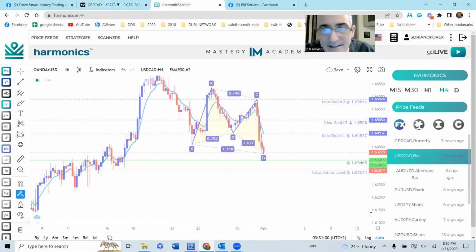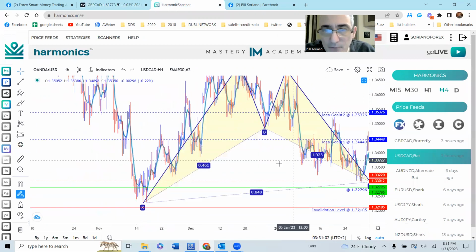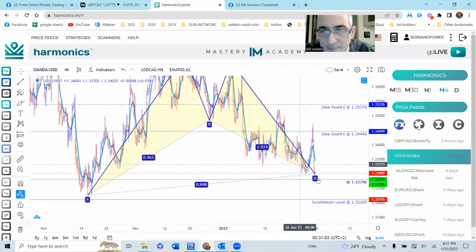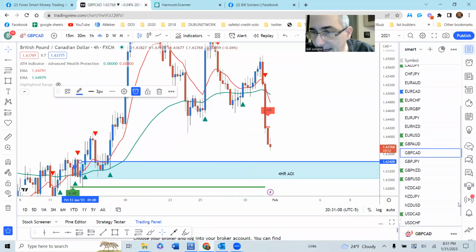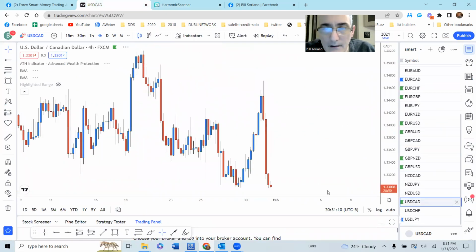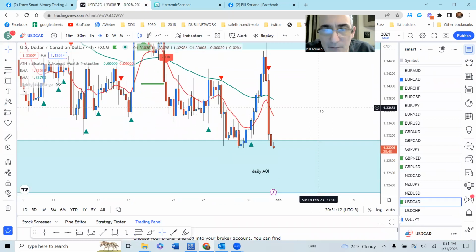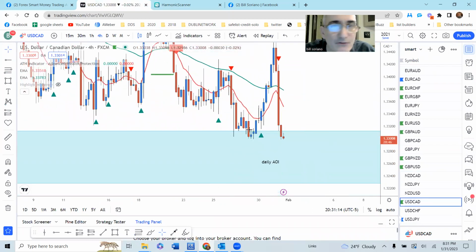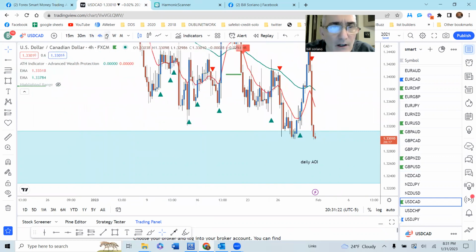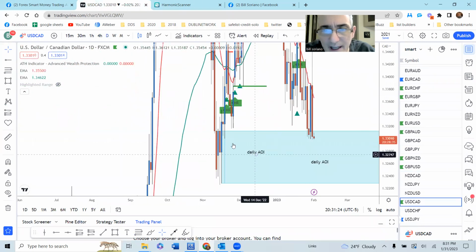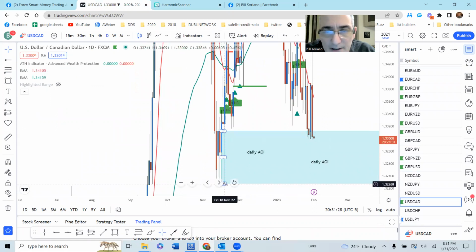Now, if we look at USD-CAD on the 4-hour, right? We see prices move down here. So let's see what we have in USD-CAD. Okay, so with USD-CAD, we have this daily area of interest right here. Okay, so let's see what we have here on the 4-hour chart. That's pretty far over. So since this was a 4-hour scan, we looked at this 4-hour banker candle right here.